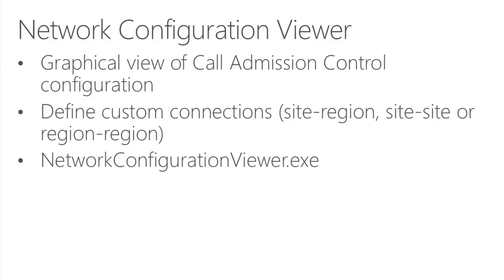So the final Call Mission Control one is the network configuration viewer. If you're trying to get a picture of how your network's looking, what sort of policies you have applied, it's quite hard to do from Control Panel within Lync. Everything's tabular. They're actually on different tabs. So you have sites on one, subnets on another, policies on another. You have to flick back and forward.